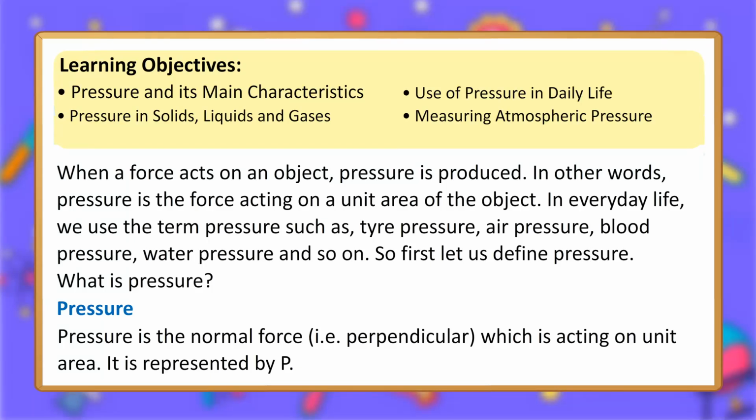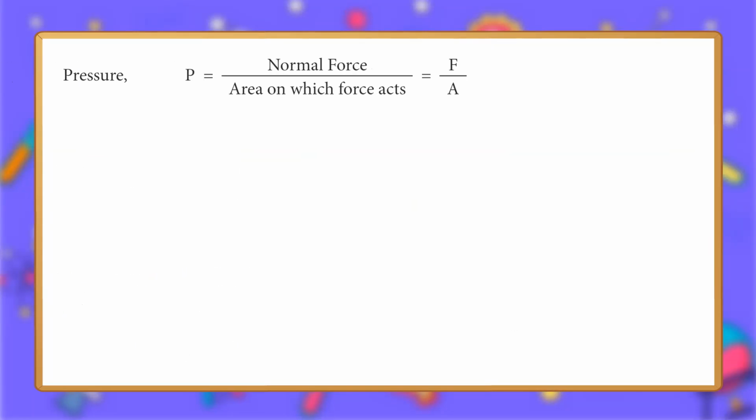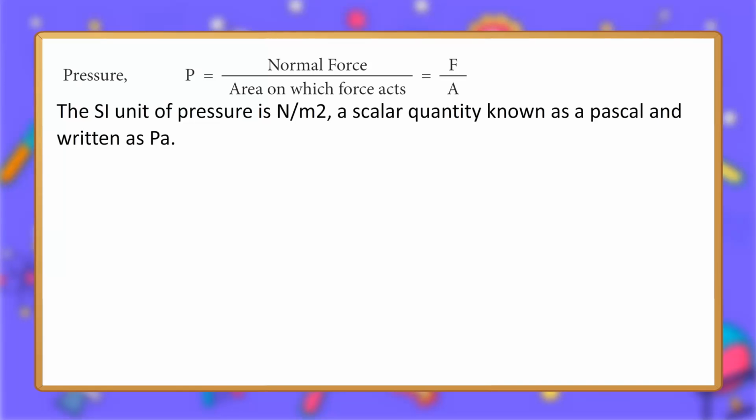It is represented by P. Pressure, P, equals normal force upon area on which force acts, equals F upon A. The SI unit of pressure is N/m², a scalar quantity known as a Pascal and written as Pa.